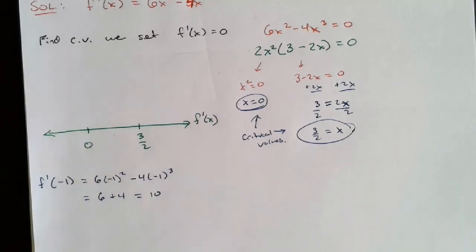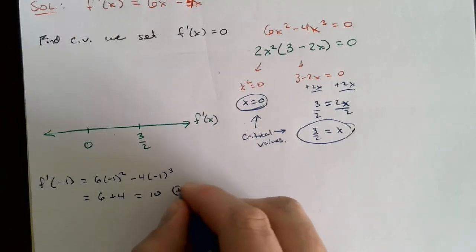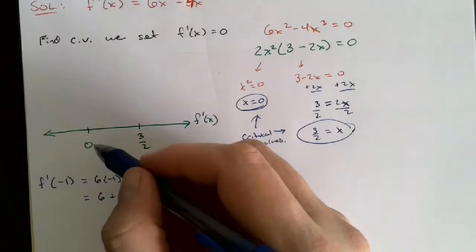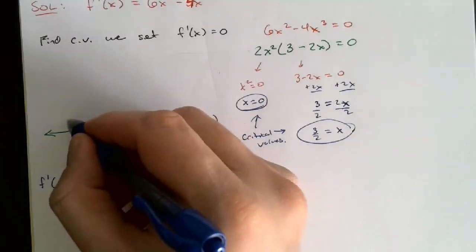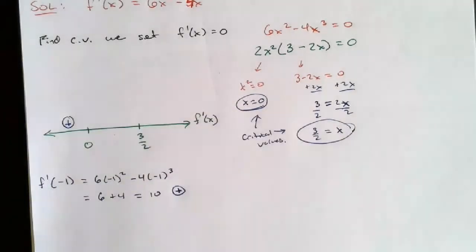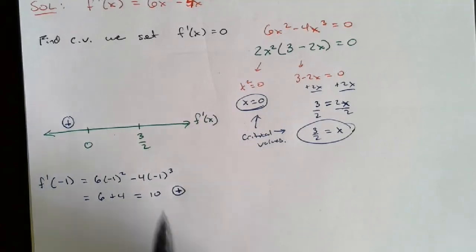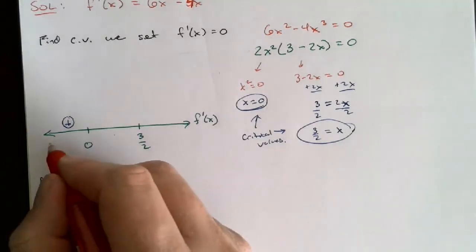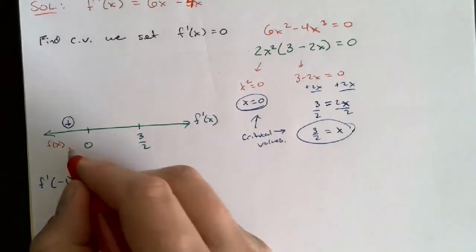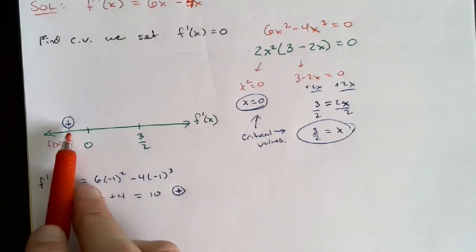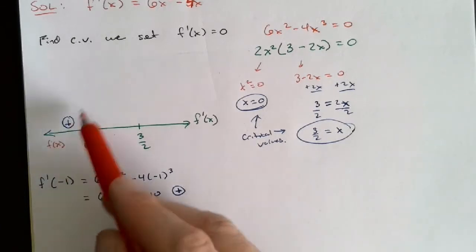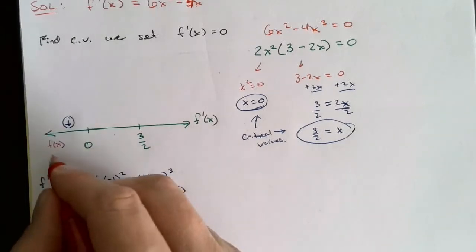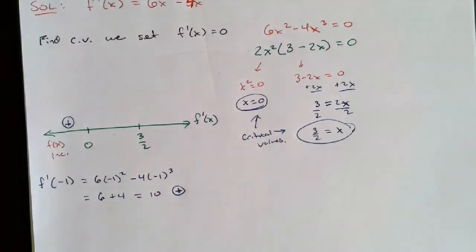And remember, what do I care about? The sign. The sign here is positive. So I know that for the values to the left of 0, like negative 1, f prime of x is positive there. Remember, I don't care about the number, I only care about the sign of the number. So if it's positive there, what does that tell you about the original function? Well, if the first derivative is positive, it tells you the slopes of the tangent lines are positive, so f of x is increasing. It's rising from left to right there.